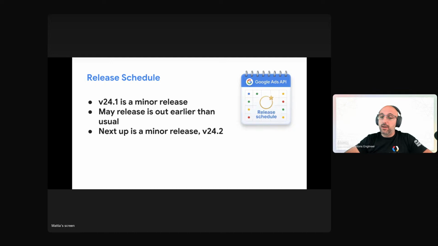We have I/O coming up, and we also have GML, Google Marketing Live, coming up soon. So this means that we usually have freezes in place where we don't want to be breaking anything during these events. And this meant that we anticipated the API release a bit. So it came out sooner than expected, basically, which is good. It's good to have new features sooner than you were expecting.